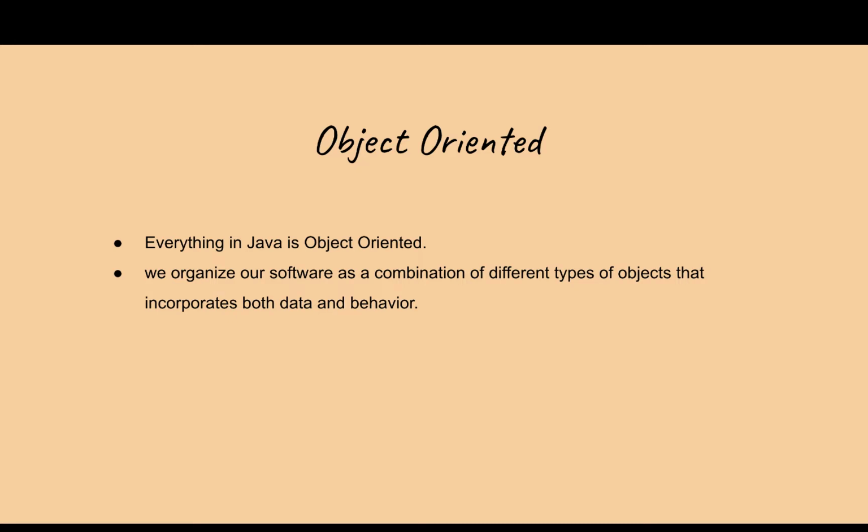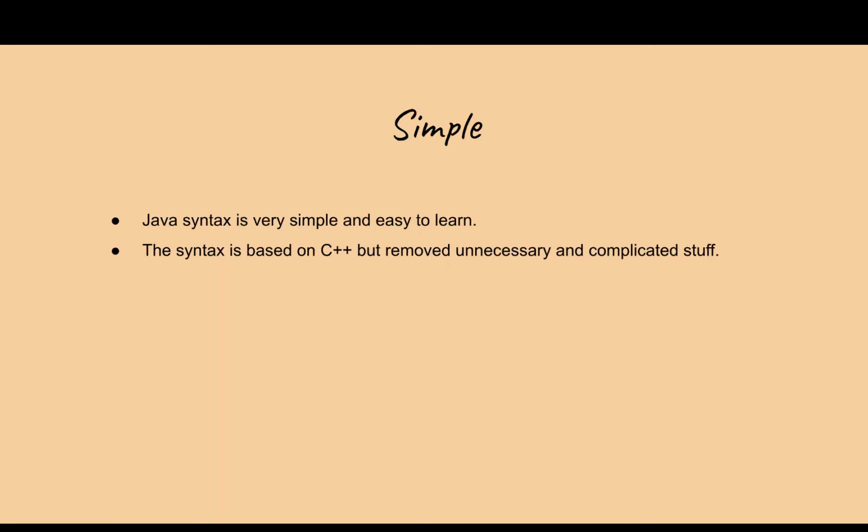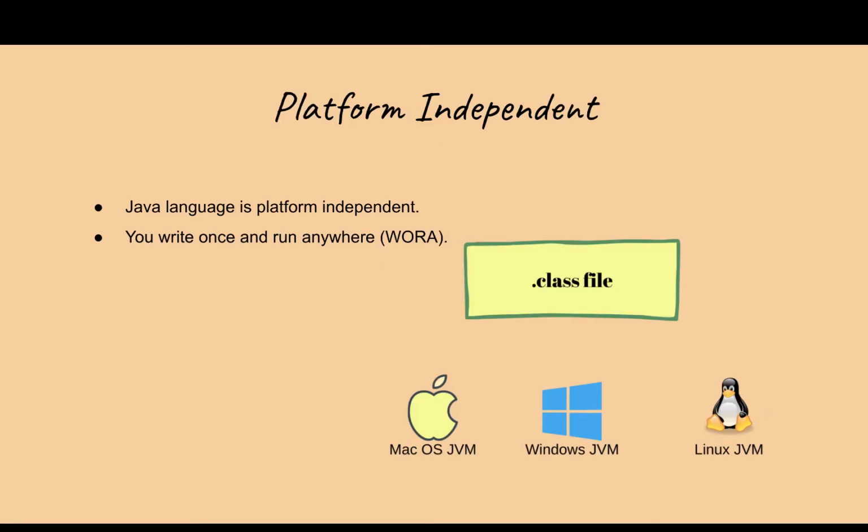We will look into more examples later, but that's what object-oriented means. And Java is simple. The syntax of Java is very simple and easy to learn, and basically the syntax is based on C++, but it removed many of the complicated and unnecessary stuff. The third feature is platform independent.